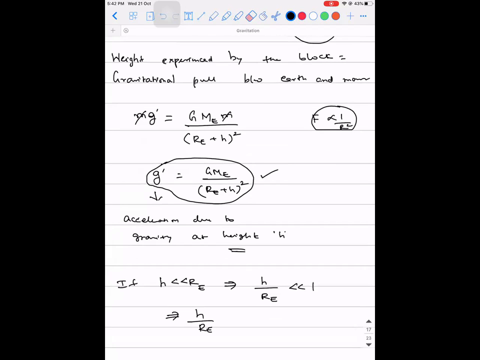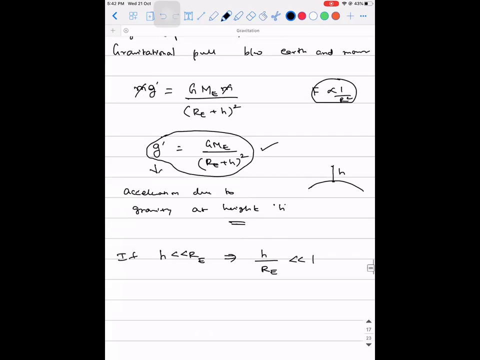Okay? So are you guys able to understand what I wrote? Suppose this is the surface of the earth. You have moved to a certain height where this height is very much less than RE. See, the radius of the earth is 6,400 kilometers. Let's say you are moving only 10 kilometers away from the surface of the earth. Then what is going to happen? Because 10 kilometers is very small compared to 6,400. Right?